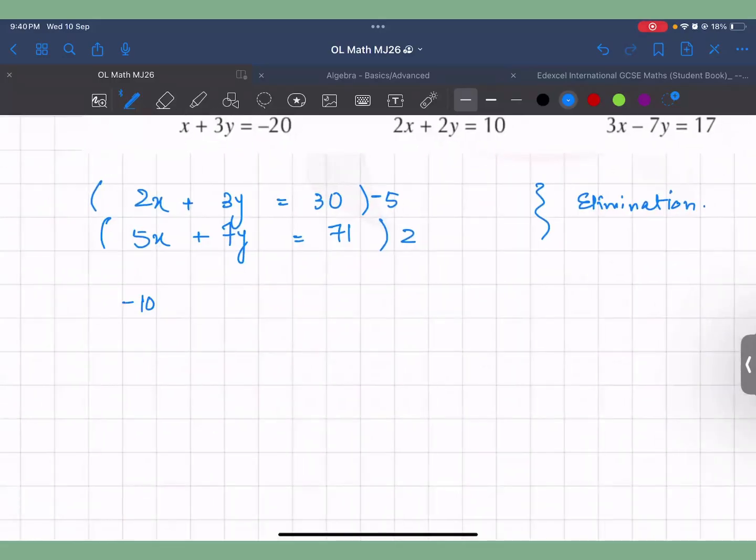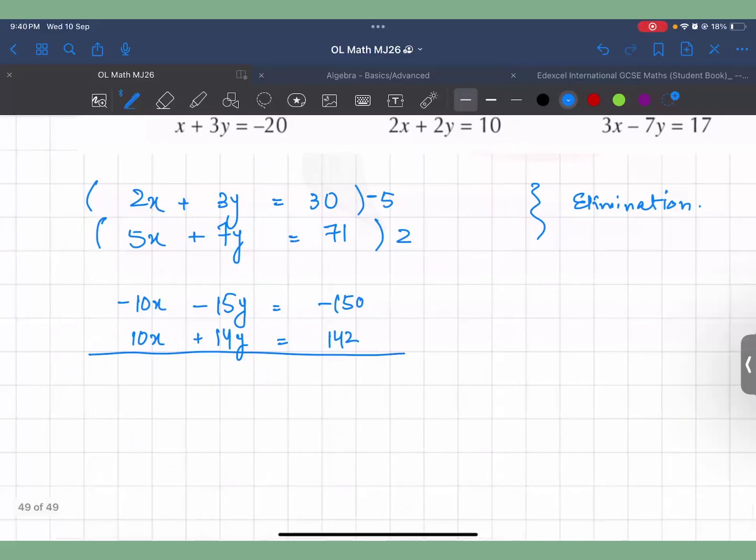So this becomes -10x. This would become -15y, and this would become -150. And for the second equation, 10x plus 14y is equal to 142. Now you have the same number and the opposite sign, and if you add them, this would cancel out. -10x plus 10x, 0. -15y plus 14y would give you -y, and this would become -8. So y would be equal to, minus and minus cancel out, y would be 8.